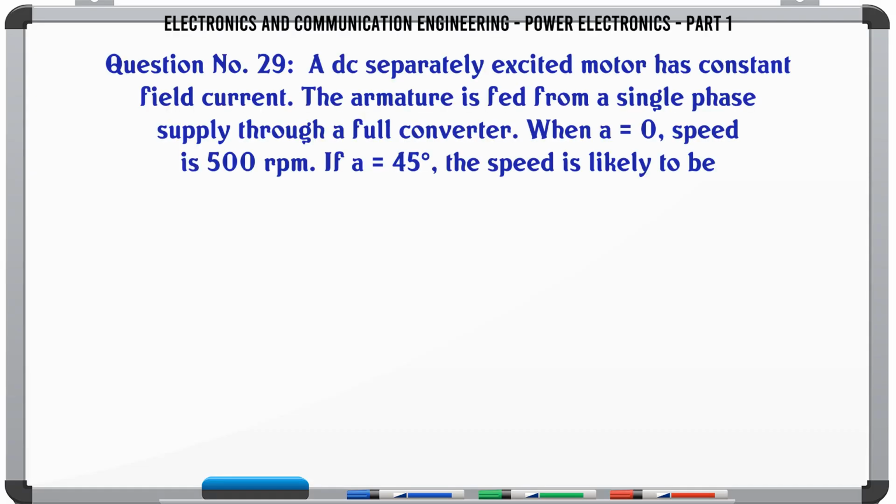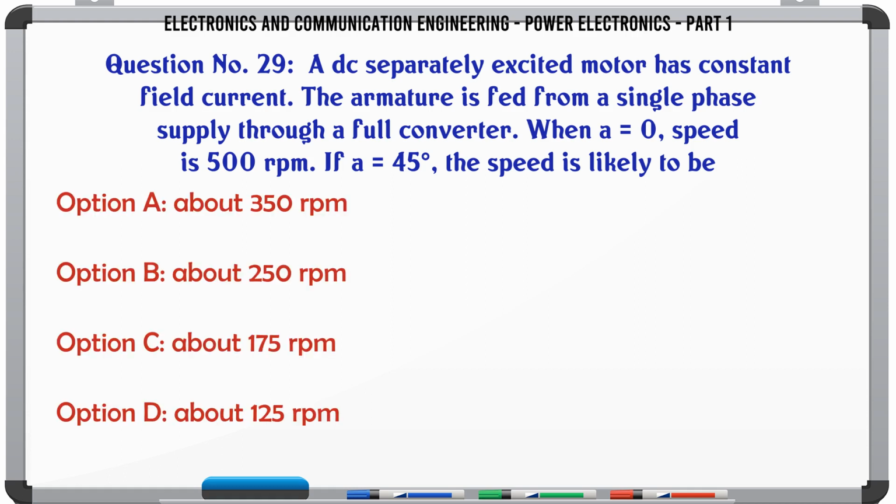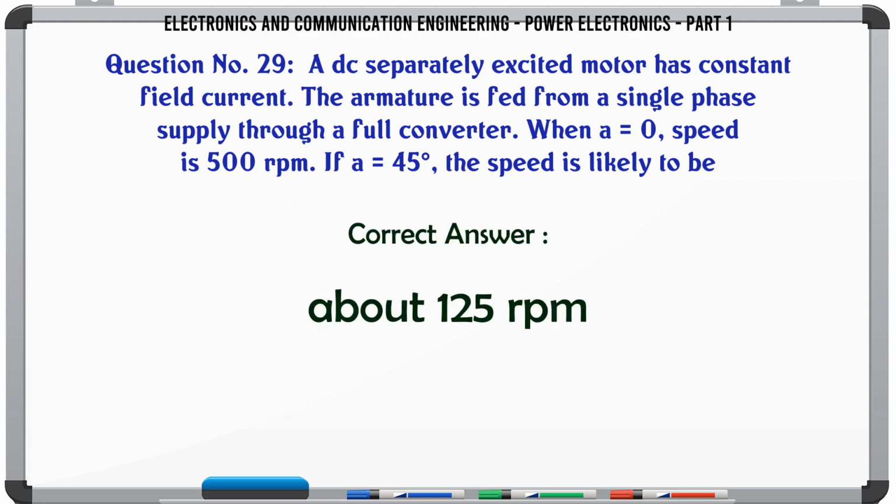A DC separately excited motor has constant field current. The armature is fed from a single-phase supply through a full converter. When alpha is zero, speed is 500 rpm. If alpha is 45, the speed is likely to be A about 350 rpm, B about 250 rpm, C about 175 rpm, D about 125 rpm. The correct answer is about 125 rpm.